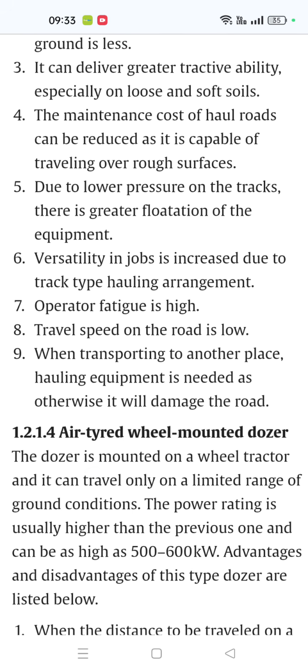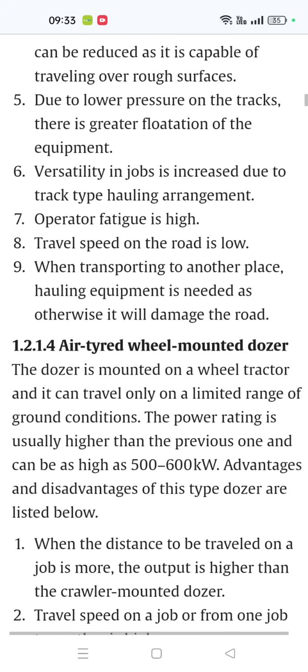4. The maintenance cost of haul road can be reduced as it is capable of traveling over rough surface. 5. Due to lower pressure on the track, there is greater flotation of the equipment. 6. Versatility, in short, is increased due to track type holding arrangement.